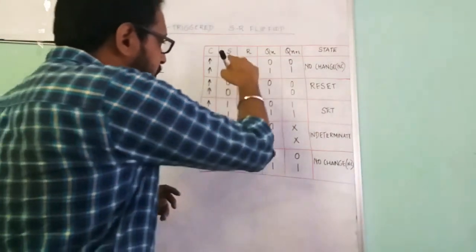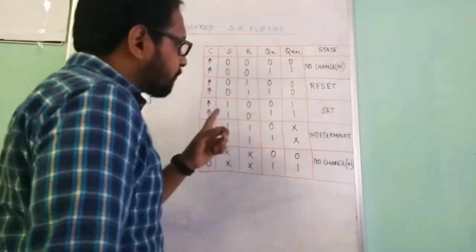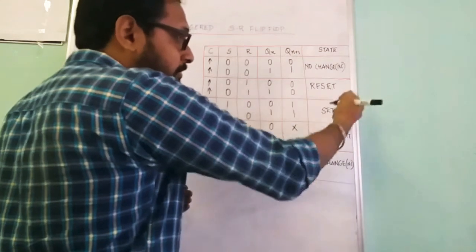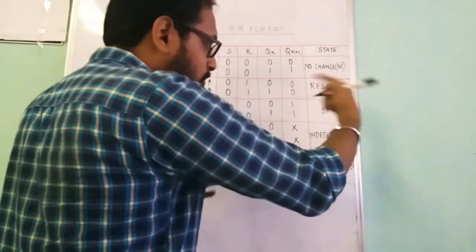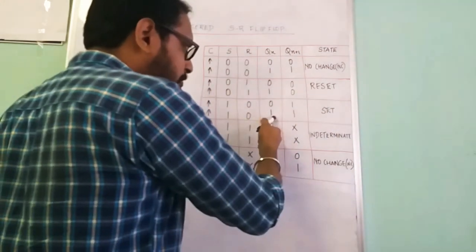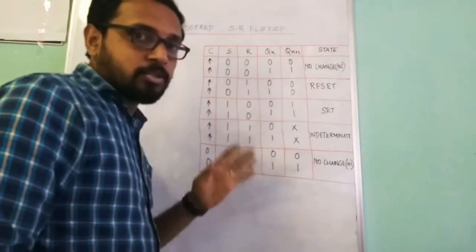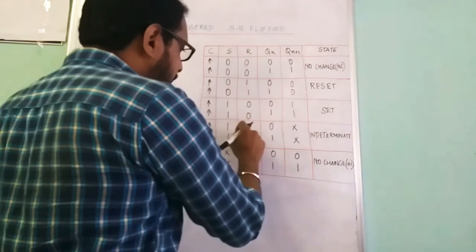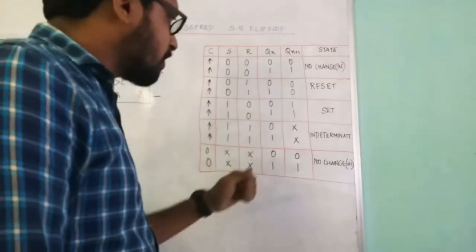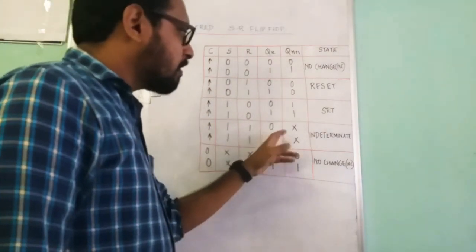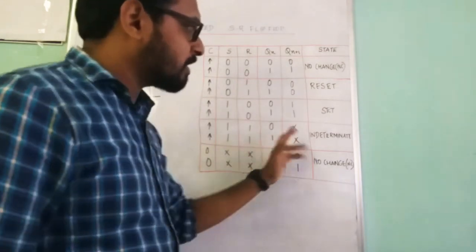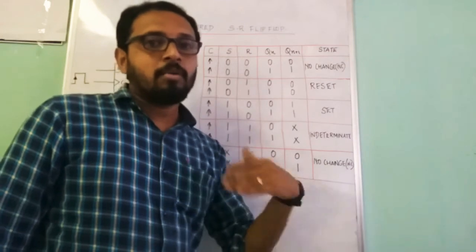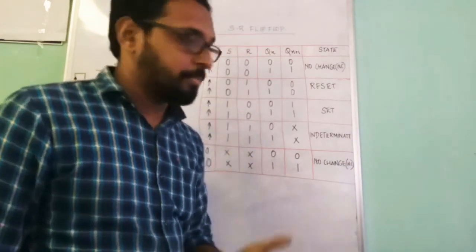Next is set, the 1 state. Whatever the previous value, we convert it into the positive case. If it's already positive, it should remain positive, with arrows pointing upward. When both S and R are 1, whatever the values, we can't determine what the output will be. So it is indeterminate or invalid, or as we have already learned, a not allowed condition.